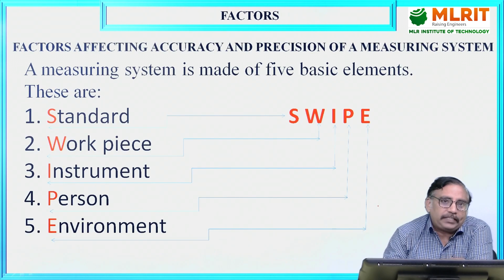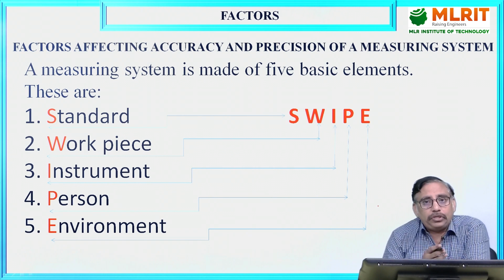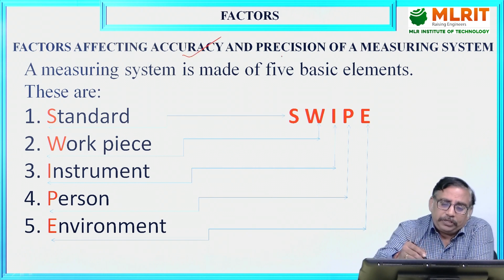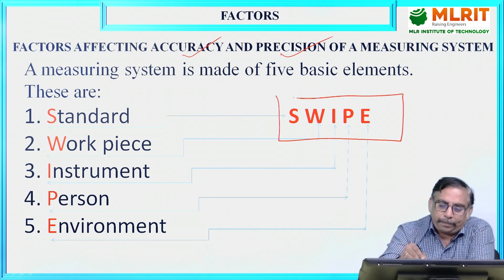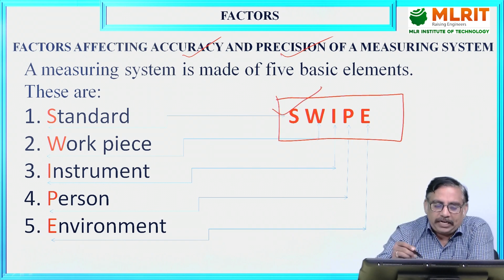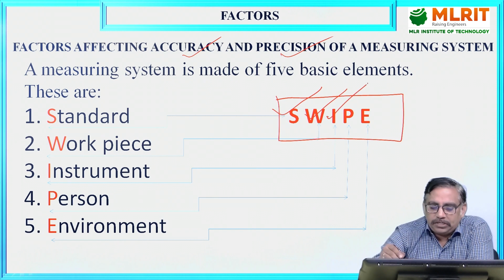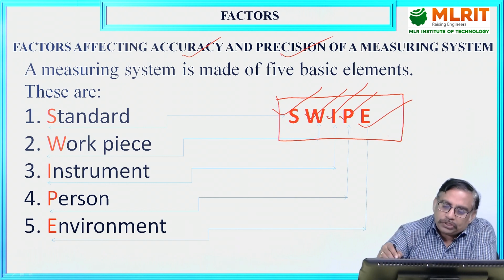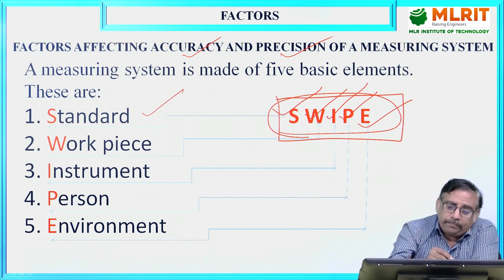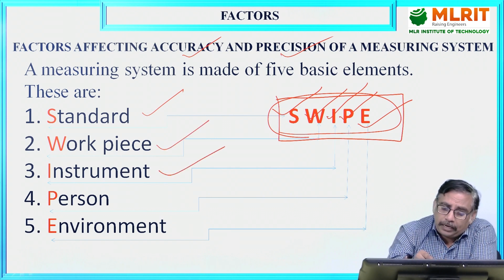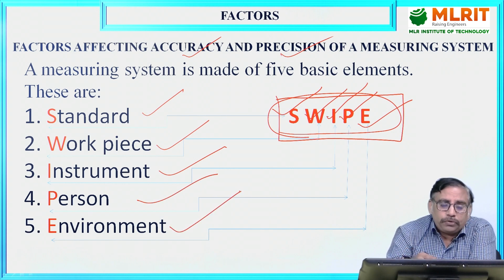Coming to the factors affecting accuracy and precision of a measuring system. As I said, accuracy and precision. There are 5 basic elements which we call SWIPE. S stands for standard, W stands for workpiece, I stands for instrument, P stands for person, that is human, and E stands for environment. All these 5 basic elements, that is SWIPE, will be affecting our measuring system: standards, workpiece, the instrument which we are selecting to measure, person, that is human interaction, and environment also.